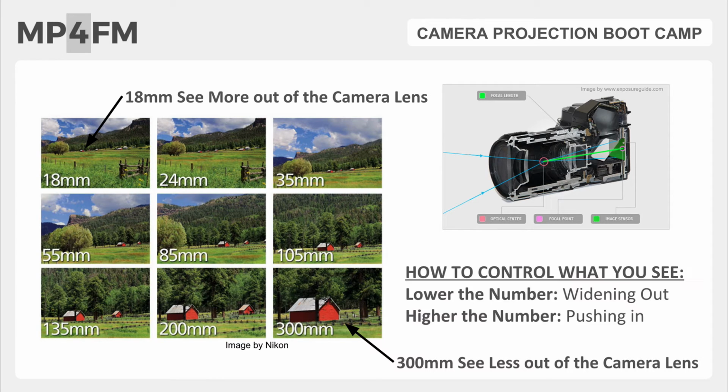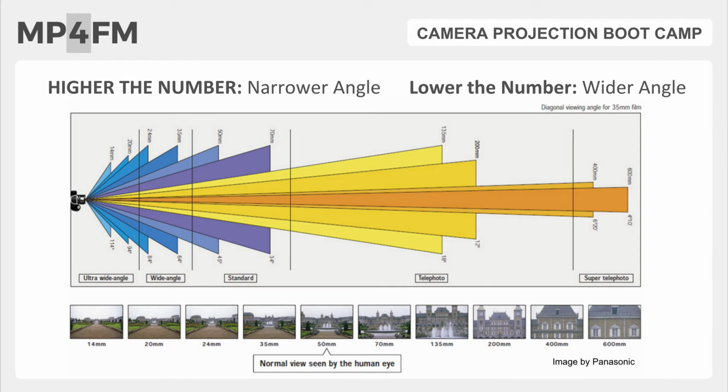So the point here is that if you want to control what you see, the lower the number is, the wider the angle of the camera. The higher the number is, you're pushing in to what you're trying to see. So I've been saying either you're going to see more of what's in front of you or less of what's in front of you.